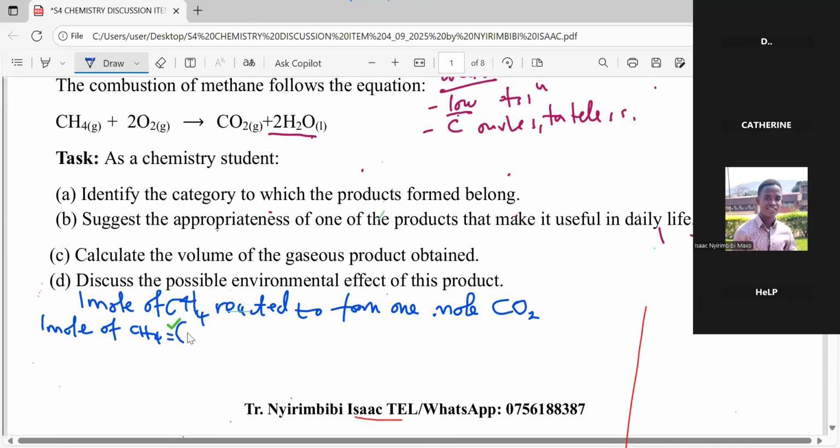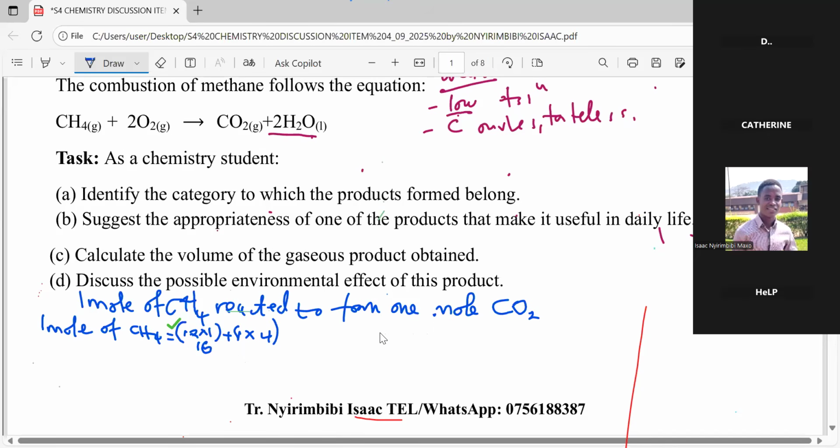So carbon has 12, so we multiply 1 times 12. Then plus hydrogen has 1 times 4. So it will be 12 plus 4, which is 16. 16 grams.